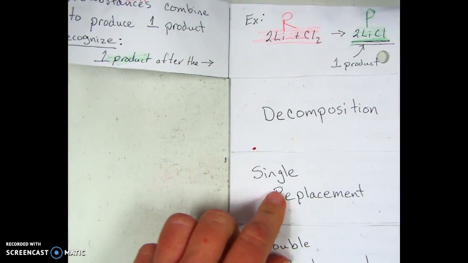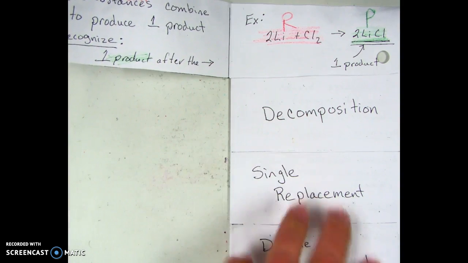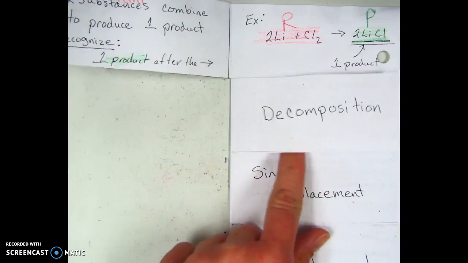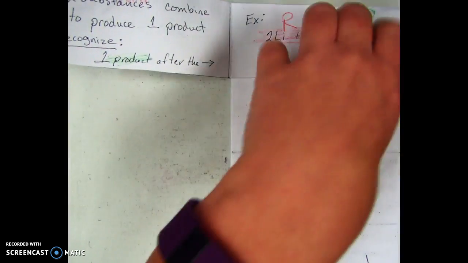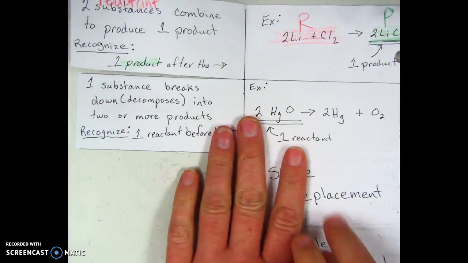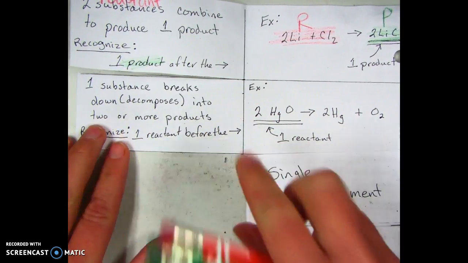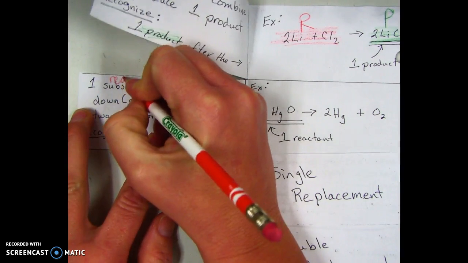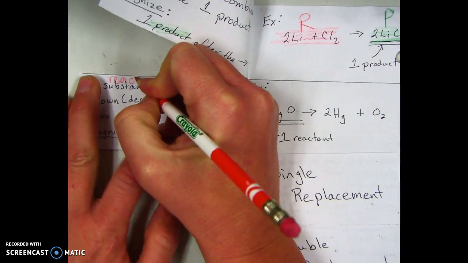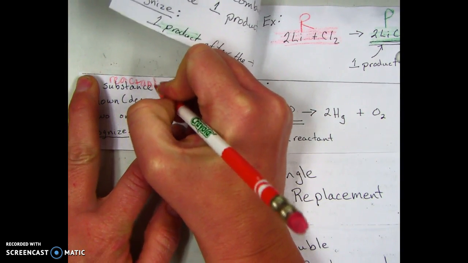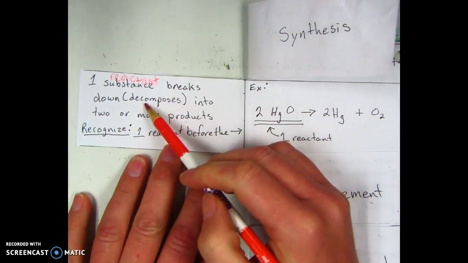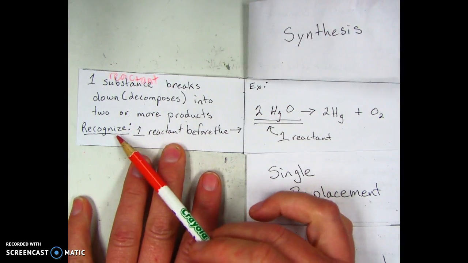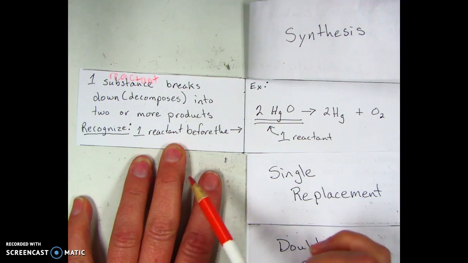The second type of reaction we learned is a decomposition reaction. Decomposition, to decompose, break down. So it's the opposite of a synthesis reaction. This is where we're going to have one substance or one reactant. Let's write the word reactant up there. So one reactant breaks down or decomposes into 2 or more products. We recognize this one as one reactant before the arrow.